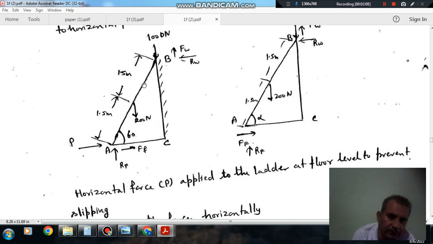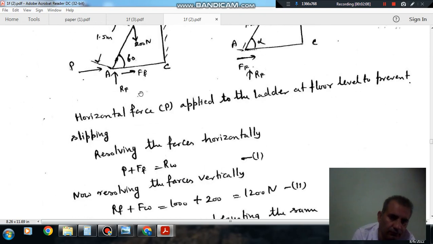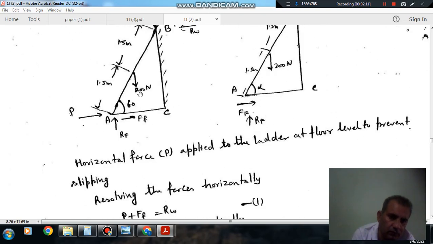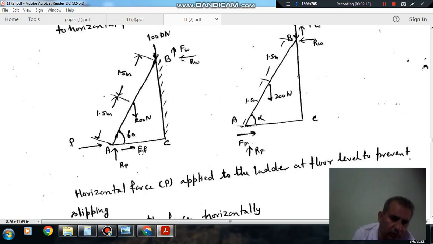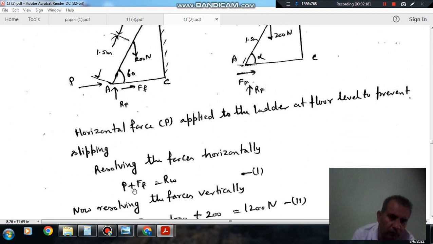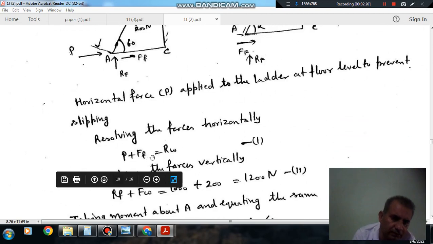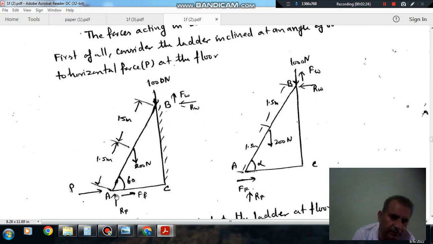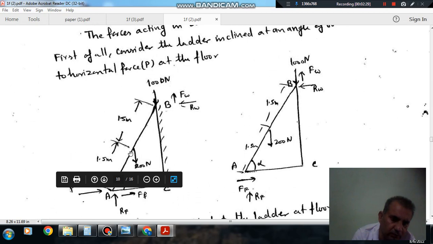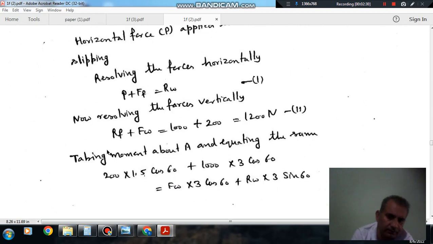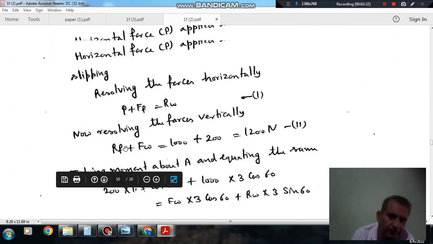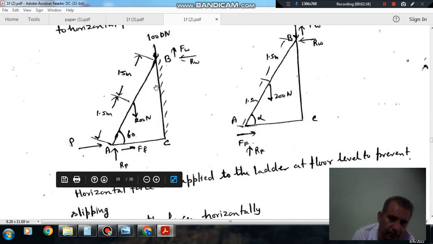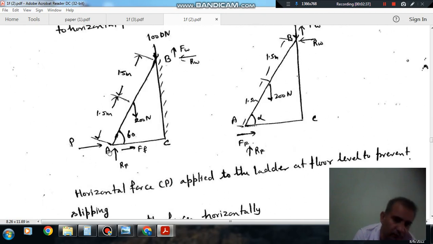Now considering the horizontal forces, they are P, FF and RW. So from the horizontal balance we get P plus FF is equal to RW, and from the vertical balance we get RF plus FW is equal to 1000 plus 200, so that is 1200. Now we have resolved the vertical and horizontal forces.